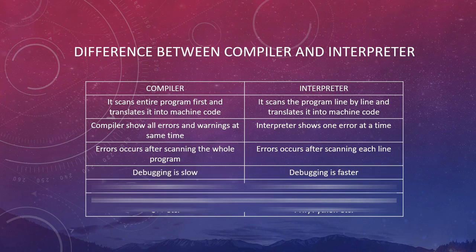For a compiler, debugging is slow; for an interpreter, debugging is faster. For a compiler, execution time is less; for an interpreter, execution time is more. Compiler is used by languages such as C, C++, etc. Interpreter is used by languages such as PHP, Python, etc.